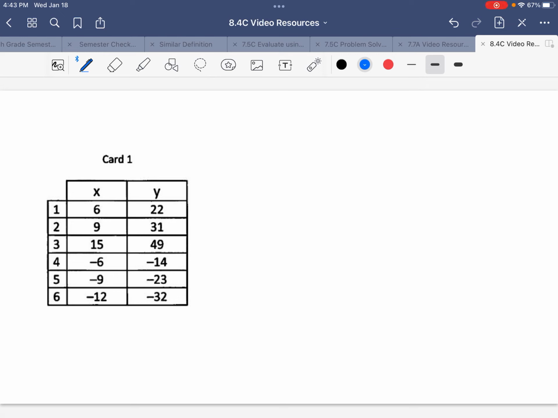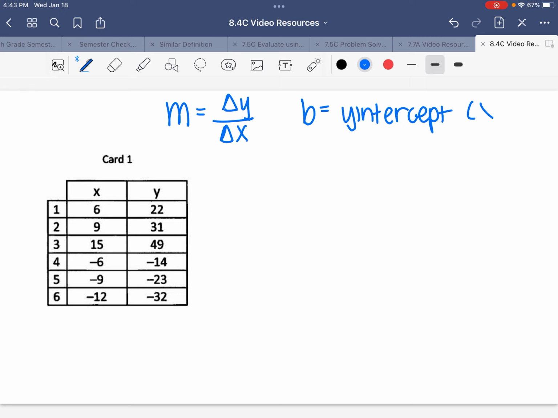Hey guys, today we're going to be focusing on how to find our slope and our y-intercept from tables. So remember, our slope, we use the letter m, and we find it by our change in y over our change in x. And our b is our y-intercept. And we get that when x is equal to 0.